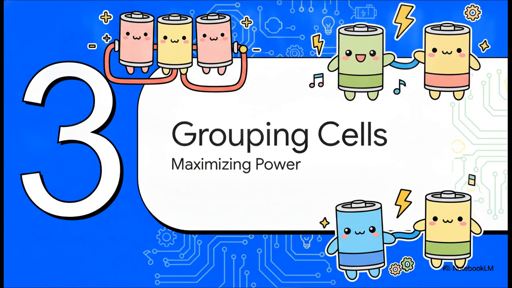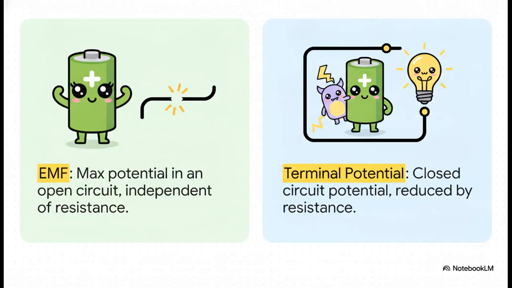Section 3. Grouping cells and EMF. To really understand real-world power sources, we have to reason through the difference between ideal output and actual output. A cell's ideal EMF, for electromotive force, is its absolute maximum potential in an open circuit. But the actual terminal potential difference you get when that circuit is closed, it's always less, because the cell itself is a physical object. It has its own internal resistance that drains a fraction of the energy before it even leaves the battery. It's kind of like a built-in tax.